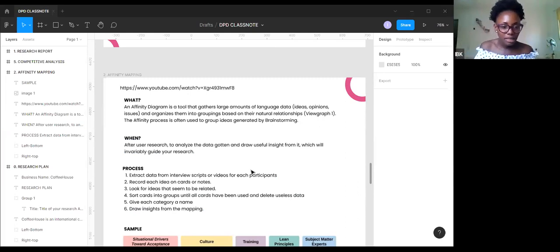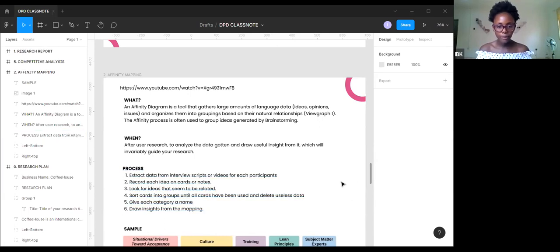Then the second step in the process is you record each idea on a card. After you have extracted it, record it on the sticky notes. Okay, let me just take you before we continue.